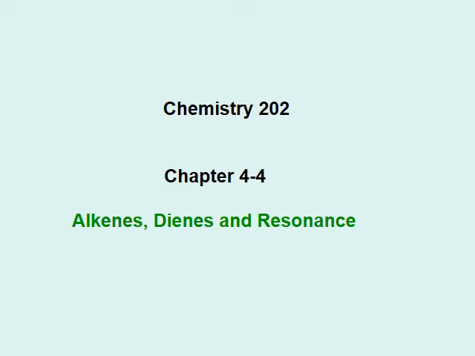In this section, we are going to talk about alkenes, dienes, and resonance. Dienes are nothing but having two alkene groups. So that's why dienes. Di means two. Similarly, for three carbon-carbon double bonds or three alkene groups, we'd be calling it triene. And we'd also discuss what is known as resonance, which is very important in organic chemistry.